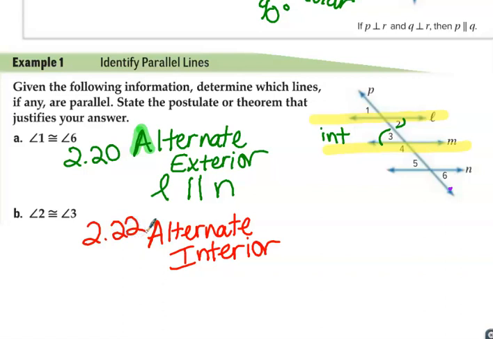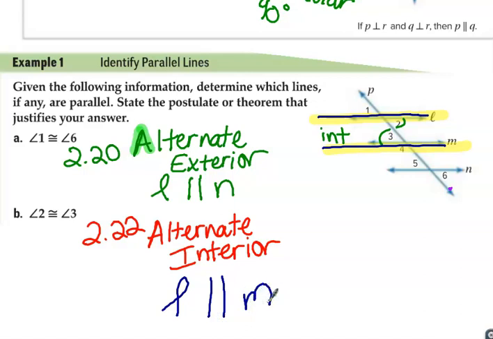So if angle 2 and 3 are alternate interior and they're congruent, what does that mean? Which ones are parallel? Well, what lines are they attached to? They're attached to line L and line M, so line L is parallel to line M. So looking at the information that's given to prove that they're parallel, how do I do it? By stating the postulate or theorem and then writing that they're parallel.